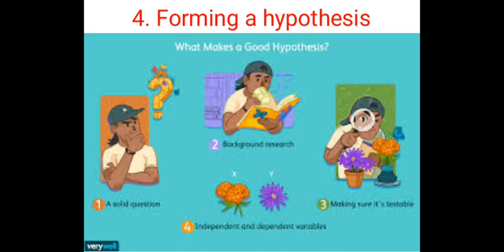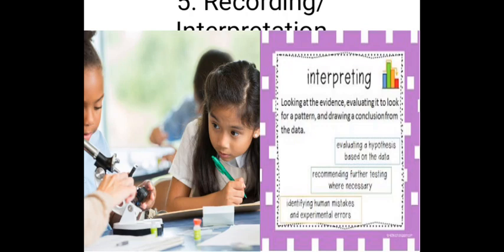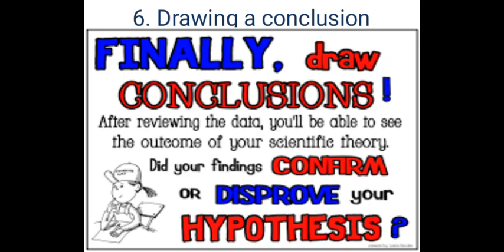The fourth one is forming a hypothesis. It could be a solid question or background research or making sure it's testable. This can involve dependent and independent variables. For the junior student, you get to learn this as you go further. Now, record keeping and interpretation. You can see the child trying to record his observation, and interpretation involves looking at the evidence, evaluating it to look for a pattern, and drawing a conclusion from the data. It also involves recommending further testing where necessary and identifying human mistakes and experimental errors.